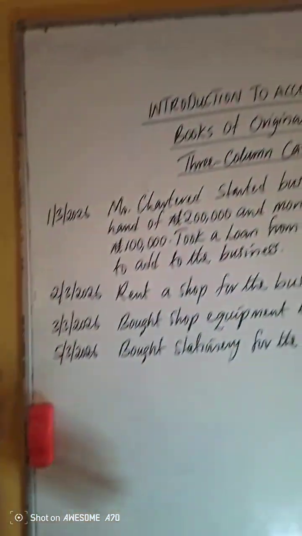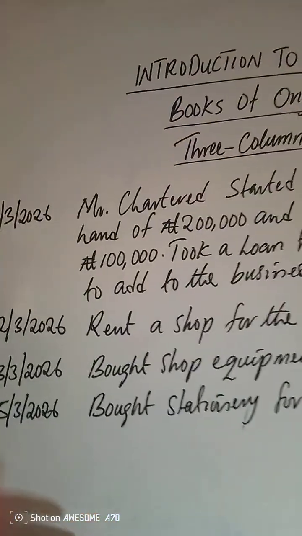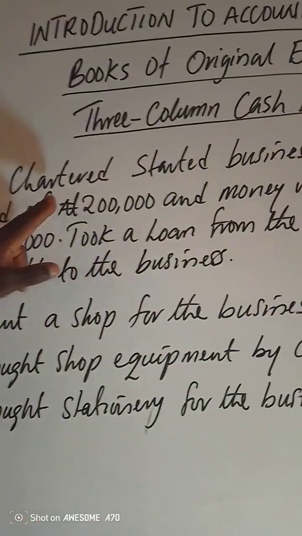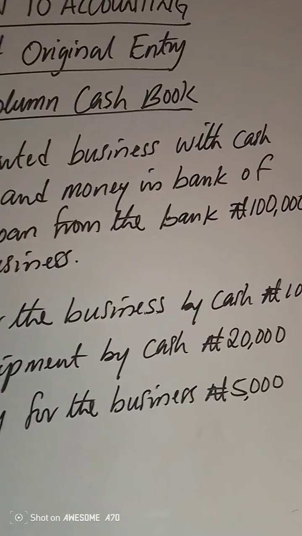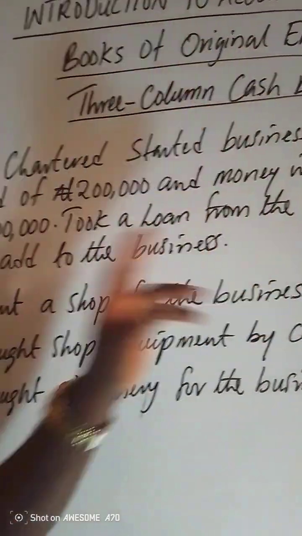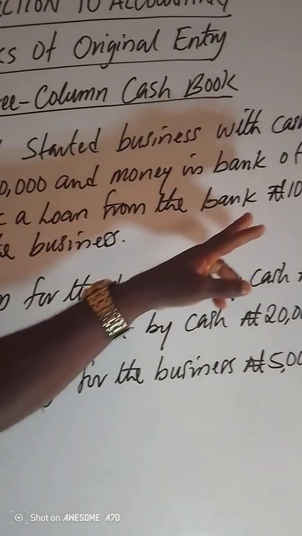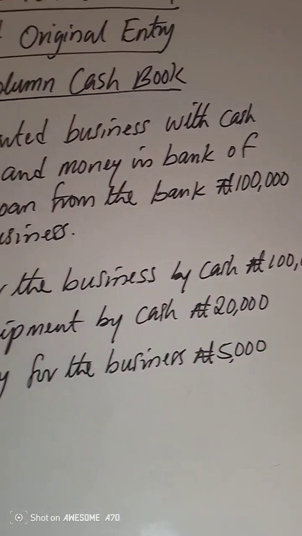Let's look at the three-column cash book via the illustration for today. On the 1st of March 2026, Mr. Charter started business with cash in hand of 200,000 and money in the bank of 100,000. He took a loan from the bank, 100,000, to add to the business.